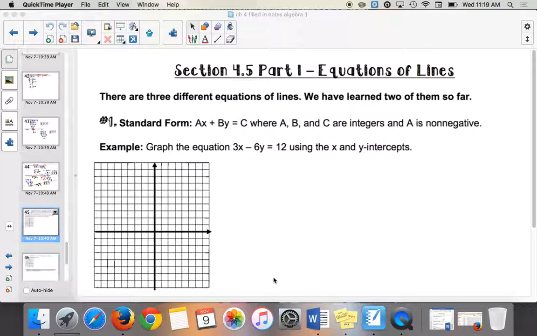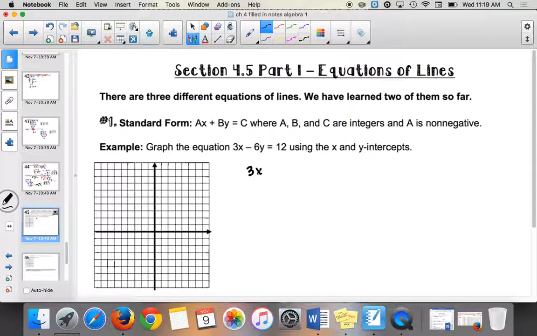So can you guys do this one? It says graph the equation 3x minus 6y equals 12 using the x and y-intercepts. So try it along with me. If you have 3x minus 6y equals 12, and I'm finding the x-intercept, we plug in 0 for the y. You don't have to write all that, just do it. Remember I said it's kind of like you cover up the y, it's gone. So when we cover up the y value, we get 3x equals 12, so what's x?